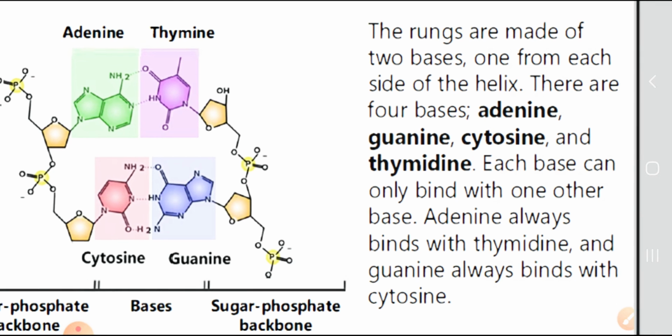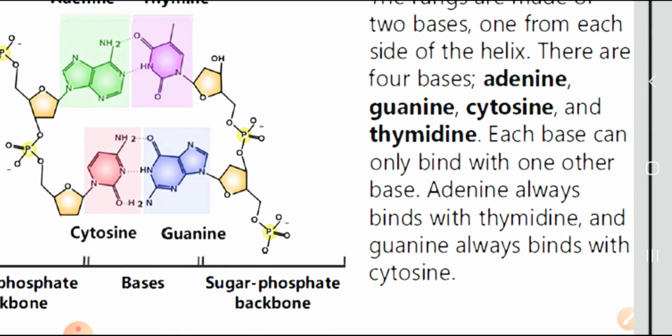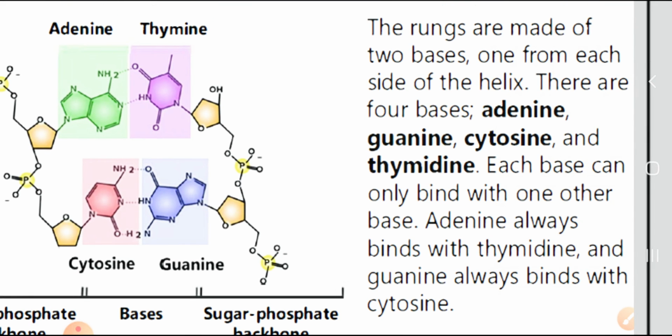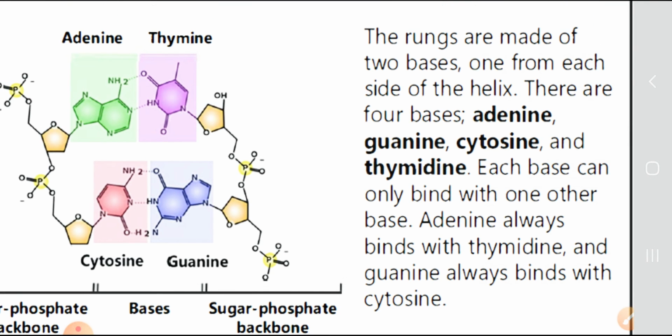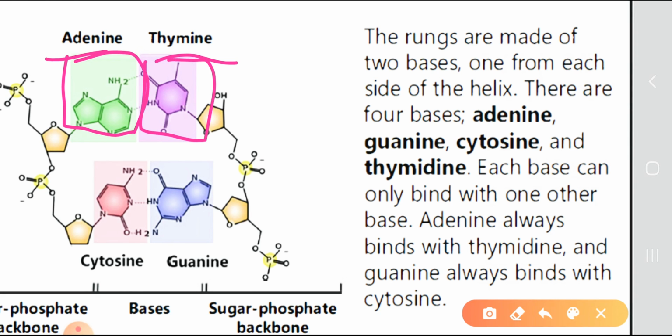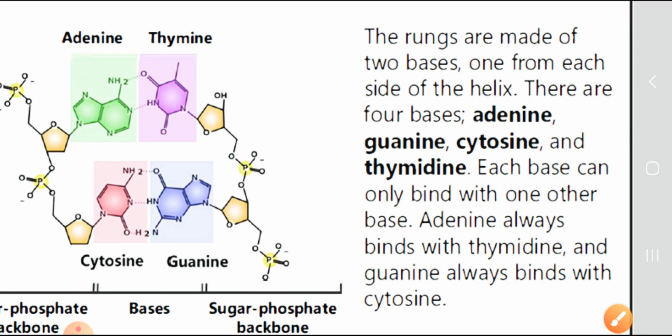There are four bases: adenine, guanine, cytosine, and thymine. You must remember that. All right, and each base can only bind with one base. Here you can see adenine and here is thymine. So adenine always binds with thymine. And guanine always binds with cytosine. All right.